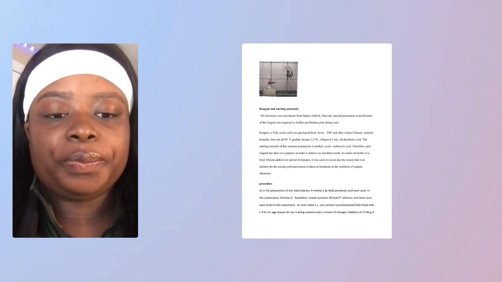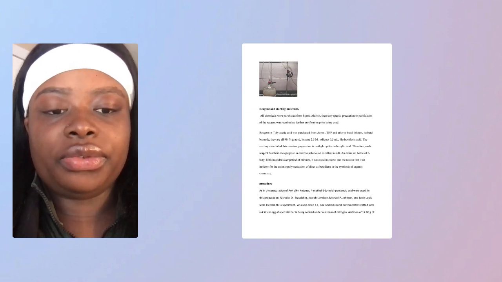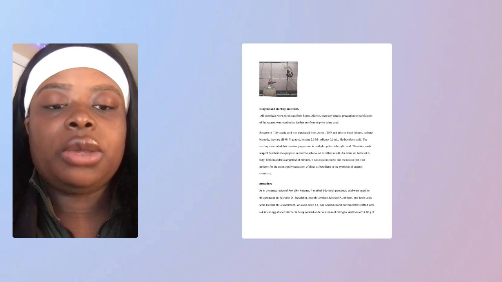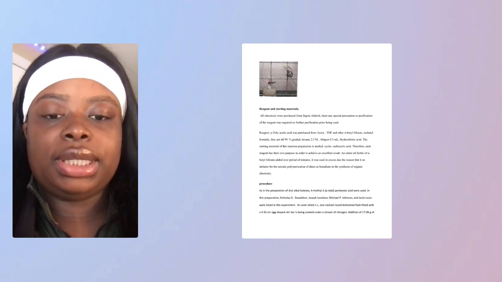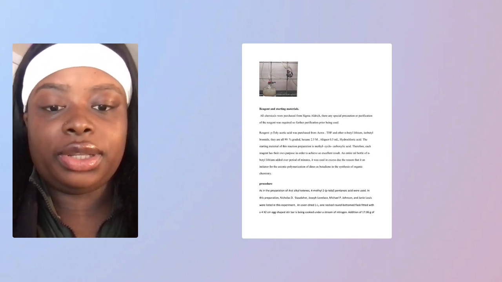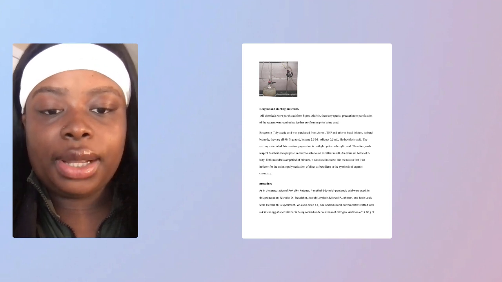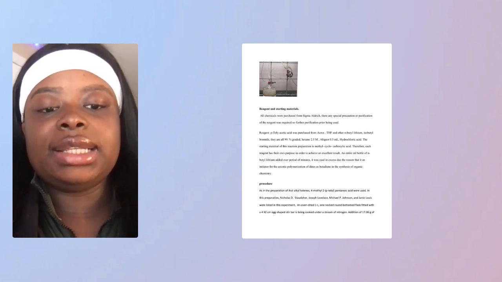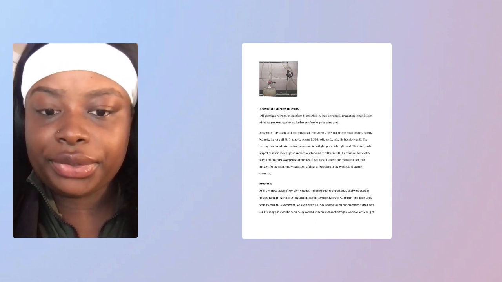An entire bottle of N-butyl lithium was added over a period of minutes. It was used in excess because it is an initiator for the anionic polymerization of dienes such as butadiene in the synthesis of organic chemistry.